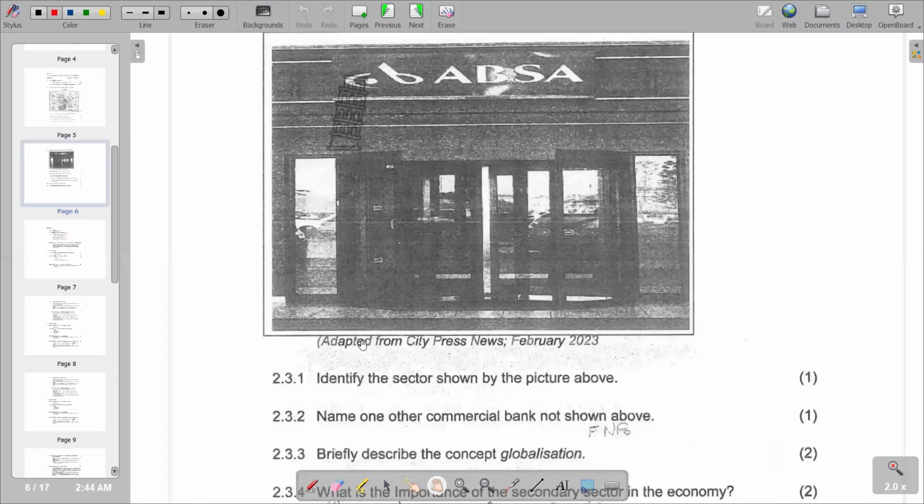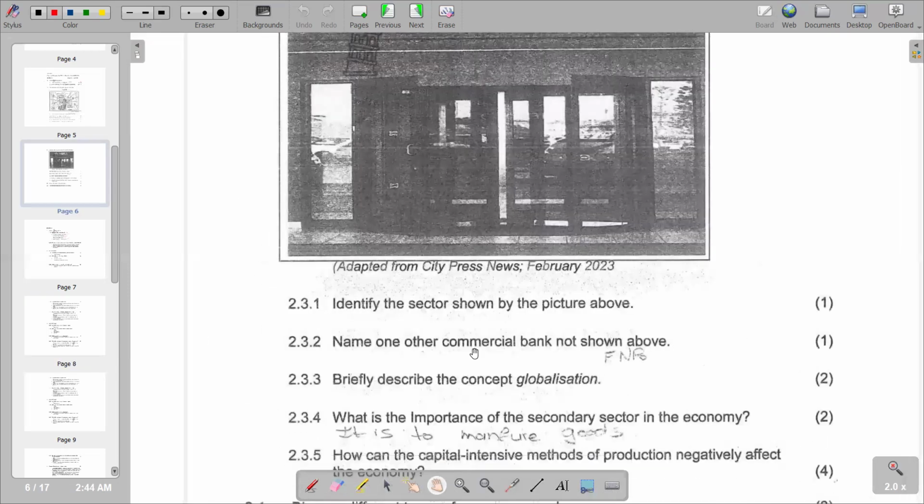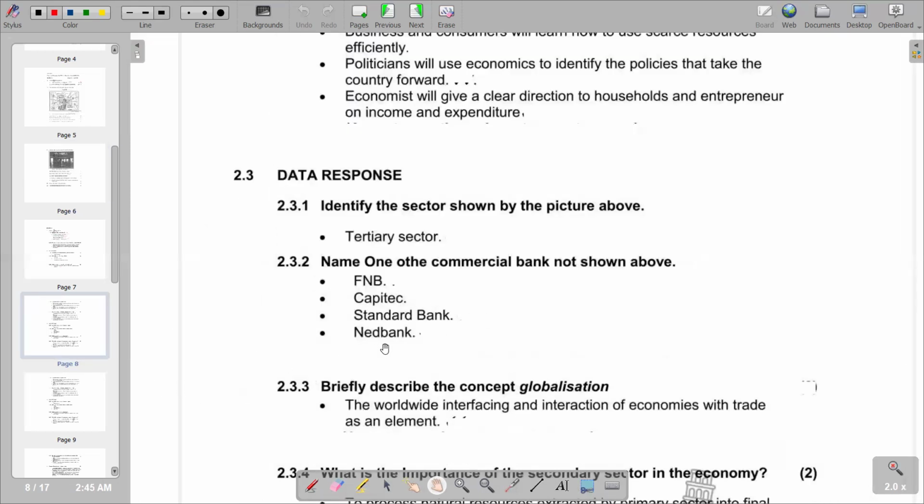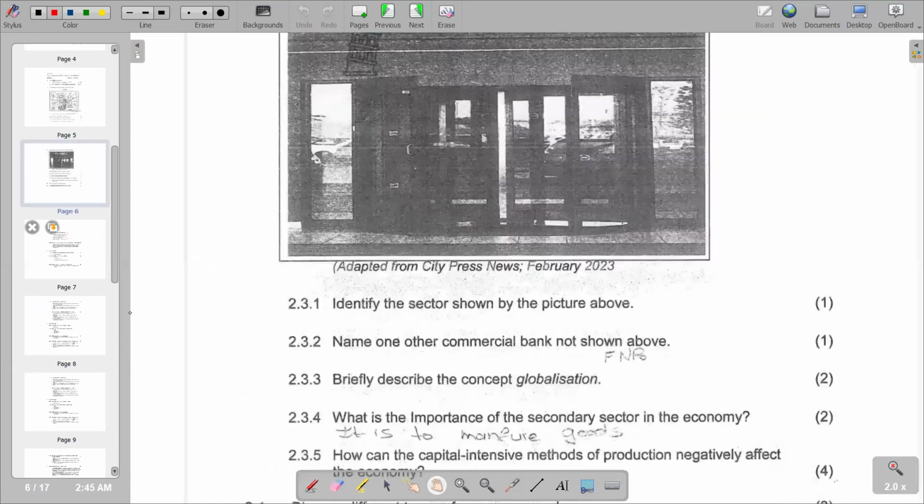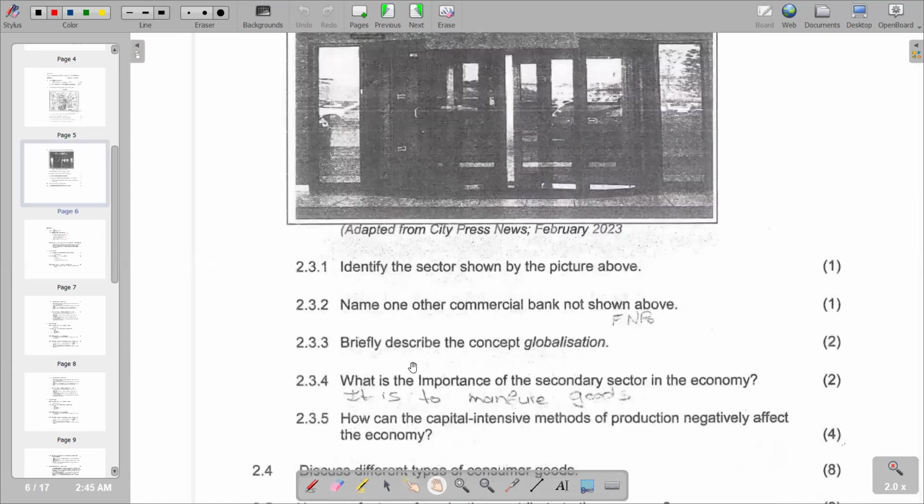Then we go to the next part of the question, which says, name one other commercial bank not shown above. We have various commercial banks in South Africa that we can include there. So we have a list. FNB, Capitec, Standard Bank, and Nedbank are all examples that we can give of commercial banks. So we go to the next part of the question, which says, briefly describe the concept of globalization.